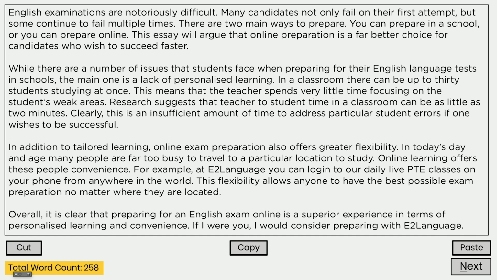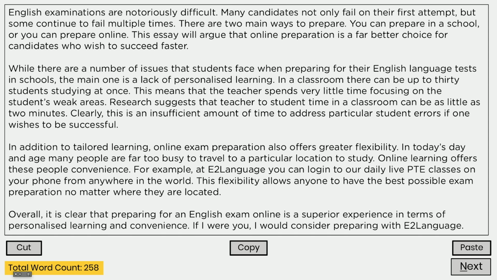While there are a number of issues that students face when preparing for their English language tests in schools, the main one is a lack of personalized learning. In a classroom, there can be up to 30 students studying at once. This means that the teacher spends very little time focusing on the students' weak areas. Research suggests that teacher-to-student time in a classroom can be as little as 2 minutes. Clearly, this is an insufficient amount of time to address particular student errors if one wishes to be successful.